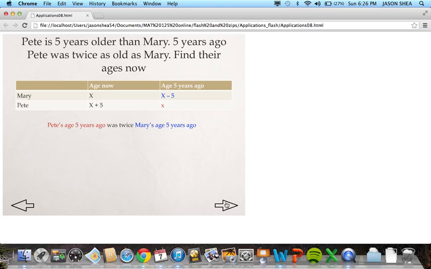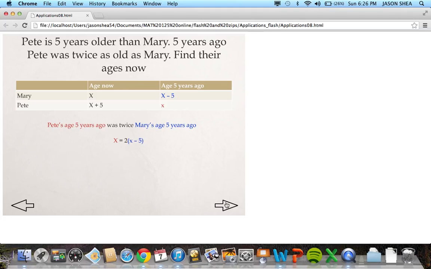We've got an expression for Pete's age 5 years ago. Was means equals, twice means 2 times, and we have an expression for Mary's age 5 years ago. So by taking "5 years ago, Pete was twice as old as Mary," and translating that into much more exact language, "Pete's age 5 years ago was twice Mary's age 5 years ago," I now can take that and craft the equation I need to write. So now we're going to do that.